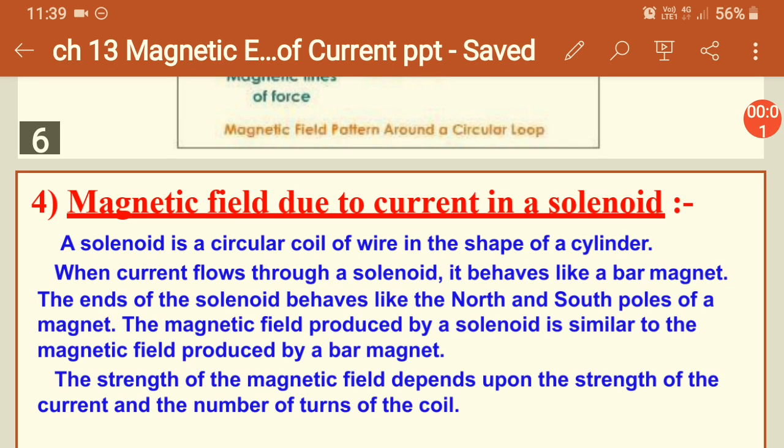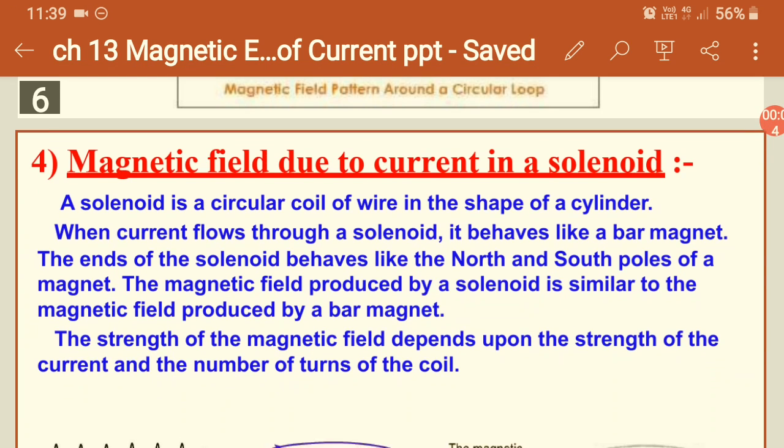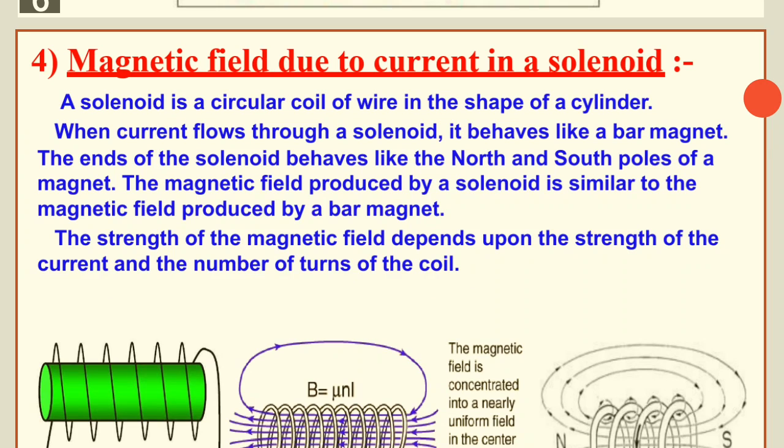Good morning, children. In continuation with chapter 13, today we will learn about magnetic field due to current in a solenoid. Question arises, what is a solenoid? A solenoid is a circular coil of wire in the shape of a cylinder.